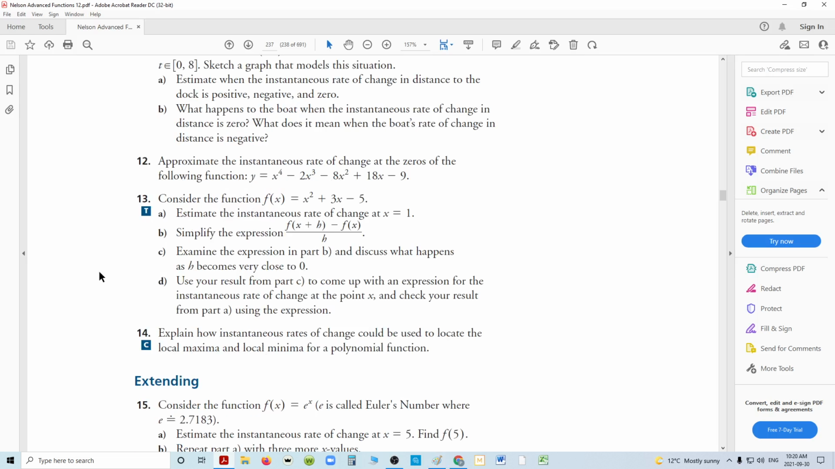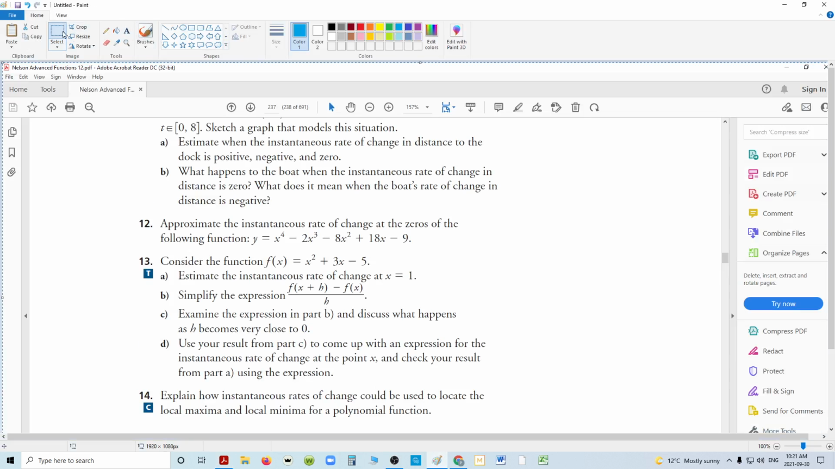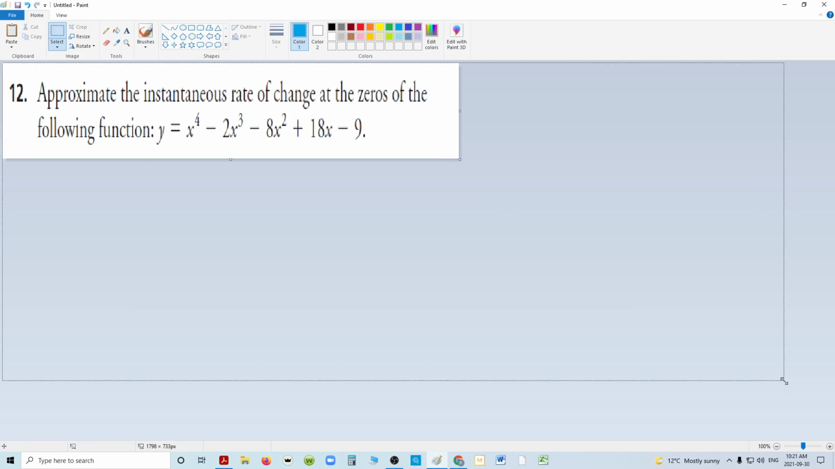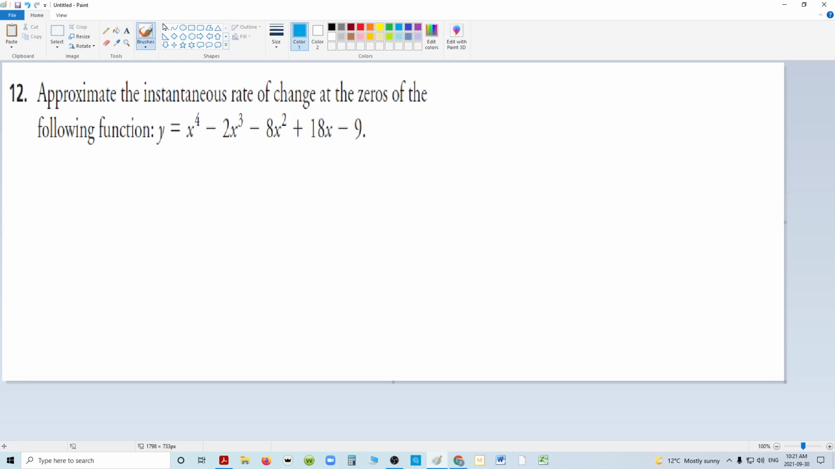Number 12. Approximate the instantaneous rate of change at the zeros of the following function. Okay, so it really depends whether those zeros go through the x-axis or bounce on the x-axis. I can see right away that it goes through 0, comma 9, because when x is 0, this is all 0, and this is left with minus 9. So right away I can see it's going through 0, comma, minus 9.